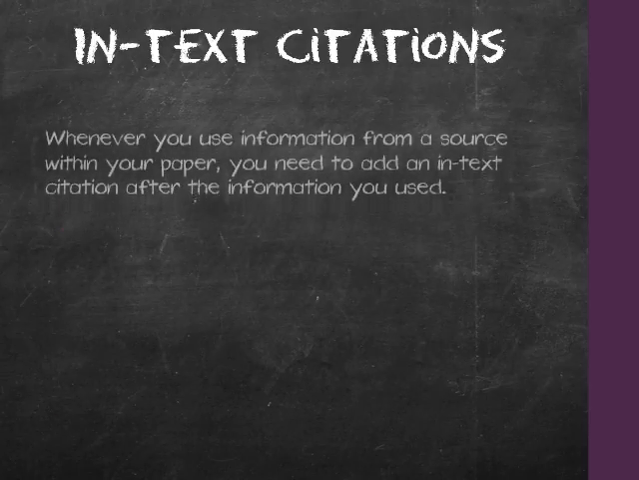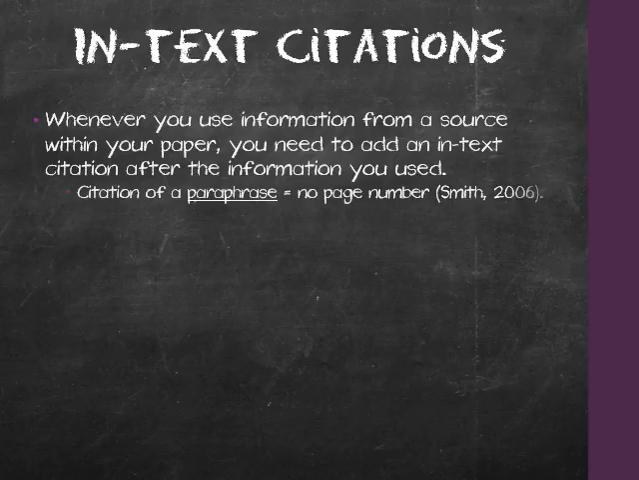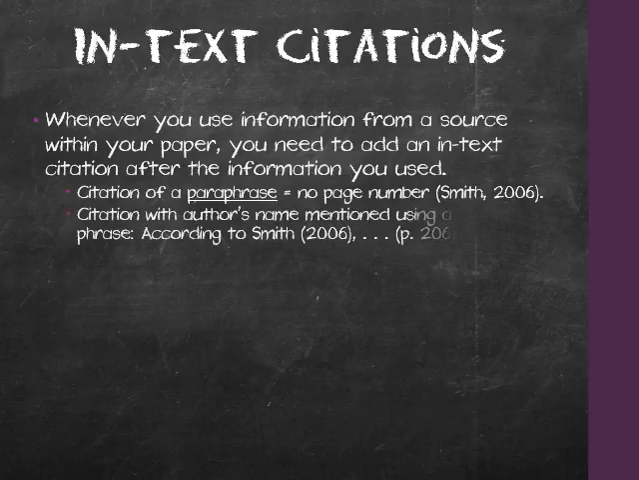Whenever using information from a source within your paper, you need to add an in-text citation after the information you have used. To cite a paraphrase, or a rephrasing of a quotation using your own words, provide the last name of the author or authors followed by a comma and the year of the source's publication. To cite a direct quotation using a dialogue tag, make sure you follow the last name or names with the year of publication in parentheses.